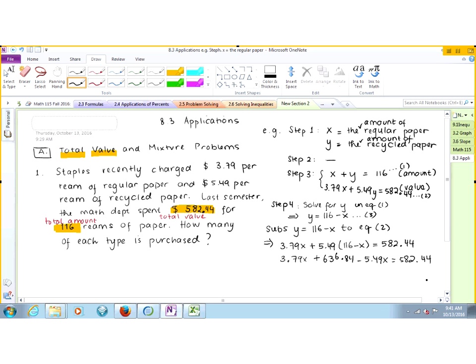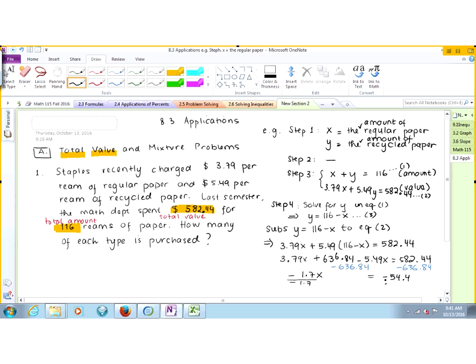Combine like terms. All right. So 3.79X minus 5.49X is negative 1.7X. And then we will subtract 636.84 from both sides. All right. So what is this equal to? So 582.44 minus 636.84, that gives me negative 54.4, right? Okay, then what?